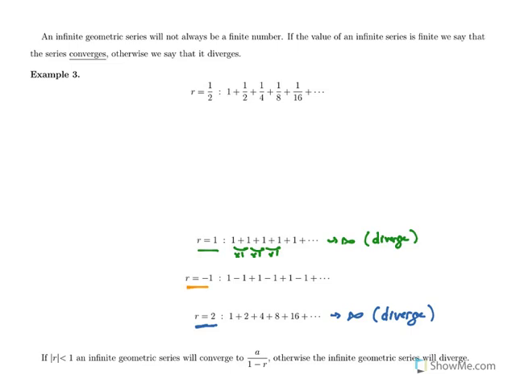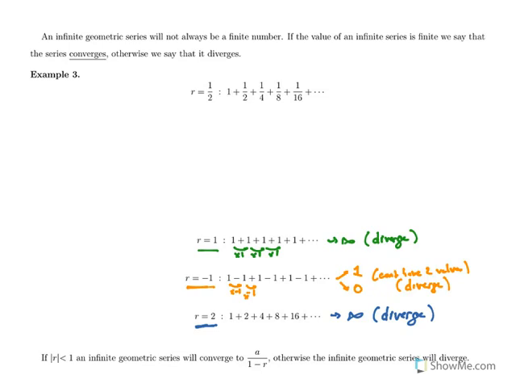And for negative 1, we are multiplying by negative 1 each time, which means we are alternating the sign. We'd have 1 minus 1 plus 1 minus 1 plus 1 minus 1. This is going to go to either 1 or 0. And we can't have two values. So this is also going to diverge. It doesn't go to a specific number.